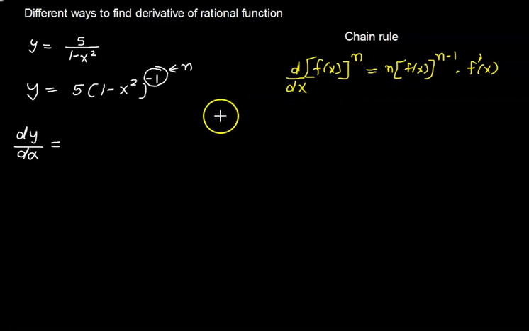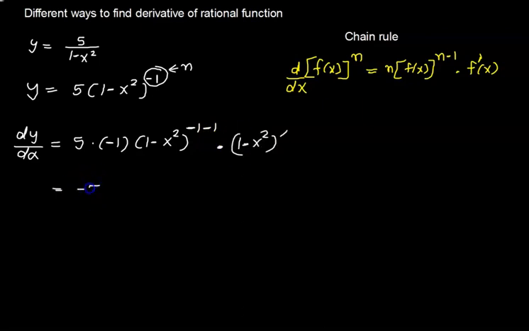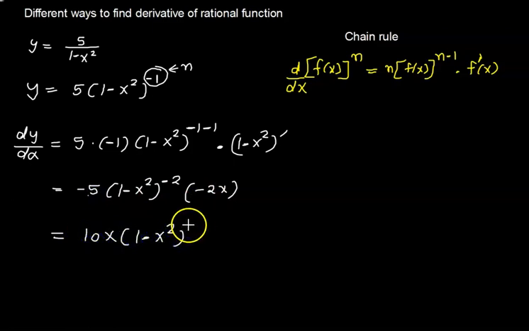So apply the same chain rule here. 5 times n, which is -1, times (1 minus x square) raised to n minus 1, which would be -2, times the derivative of the inner function. Simplify the expression further. -5 times -2x gives you 10x, and (1 minus x square) raised to -2.